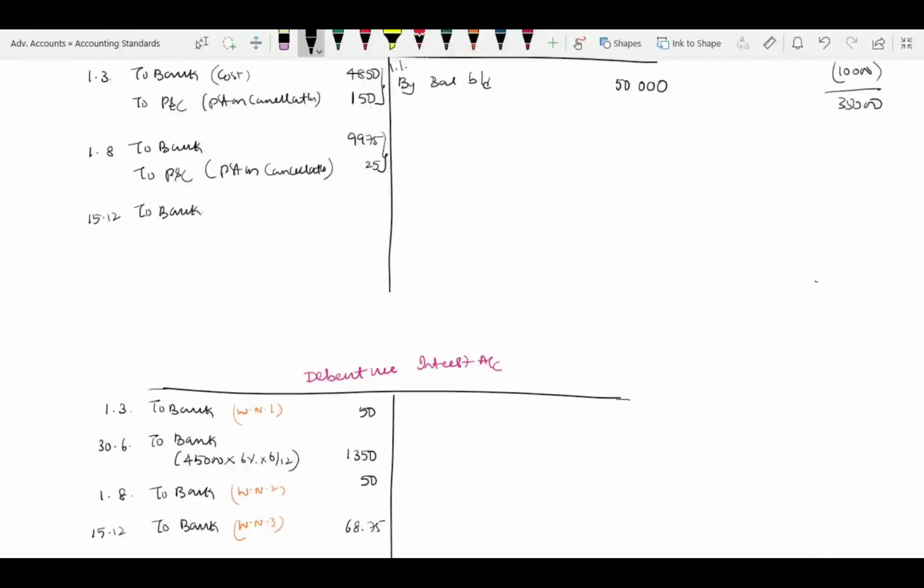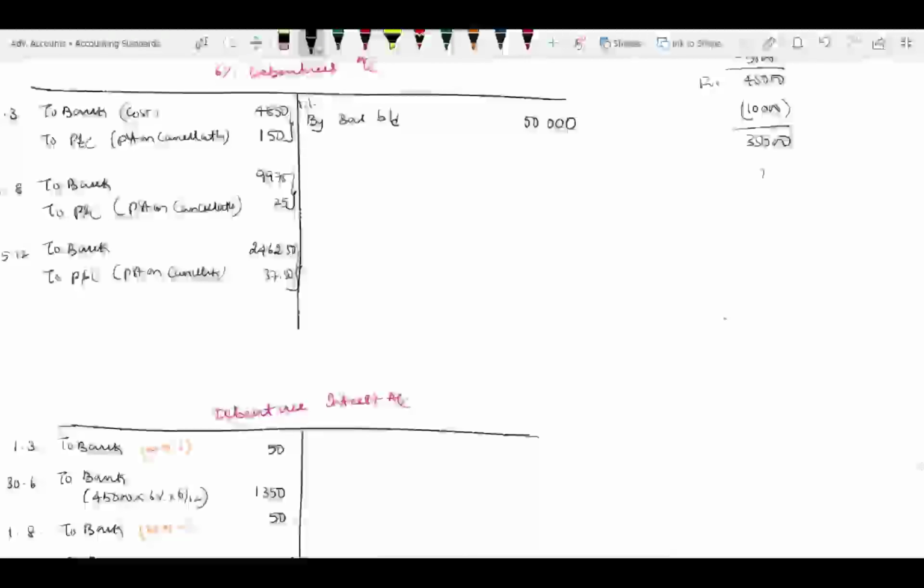It is a purchase of debentures, 2462.50 to P&L account. So profit on cancellation, which is 37.50. Correct? Now here again 2500 is gone. This is on 15th. Therefore, what is the balance available? 32,500. This is the closing face value.